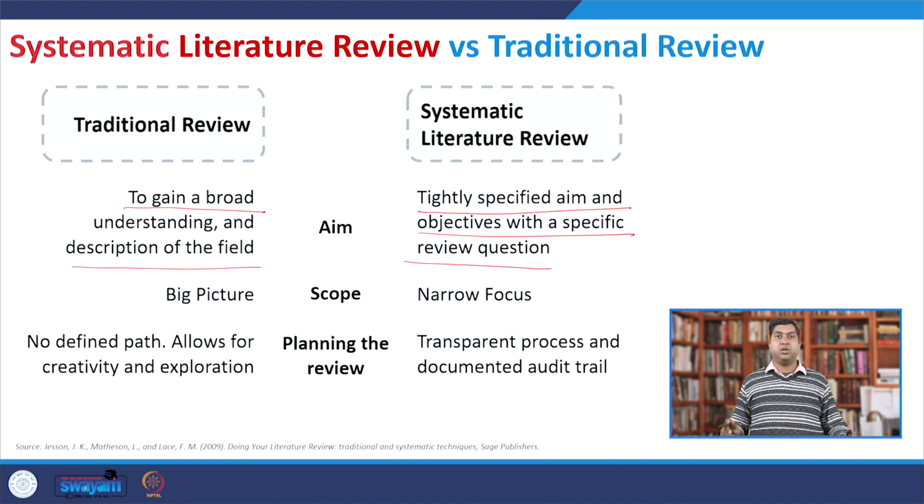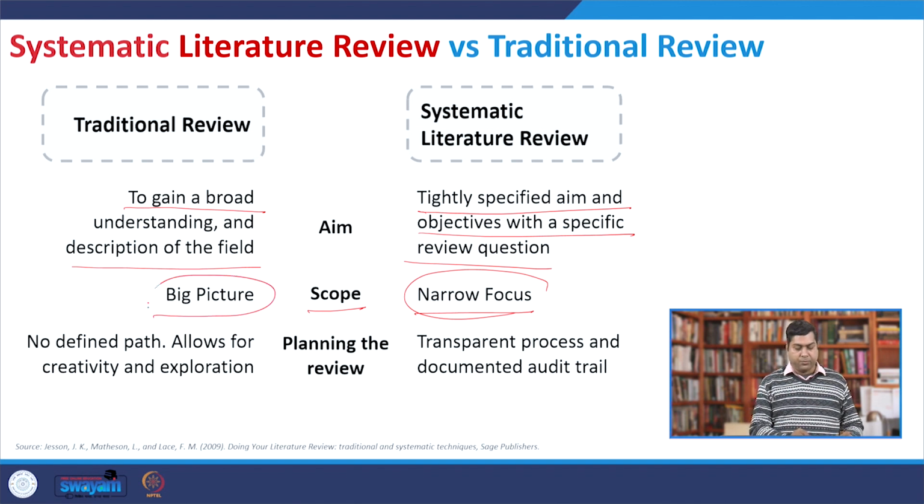So that means it is not a broad topic that I am driving into. I have specific questions, and along those lines we search the literature and do the analysis and synthesis of the content of that literature. If you look at the scope, in systematic literature review, because we are fine-tuning based on a specific question, it has a very narrow and pinpointed focus, whereas the traditional review is very much open-ended, like reading a book.